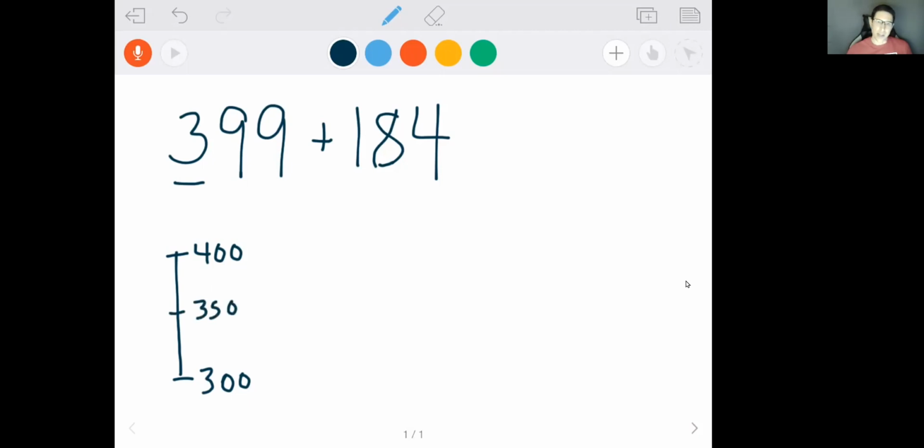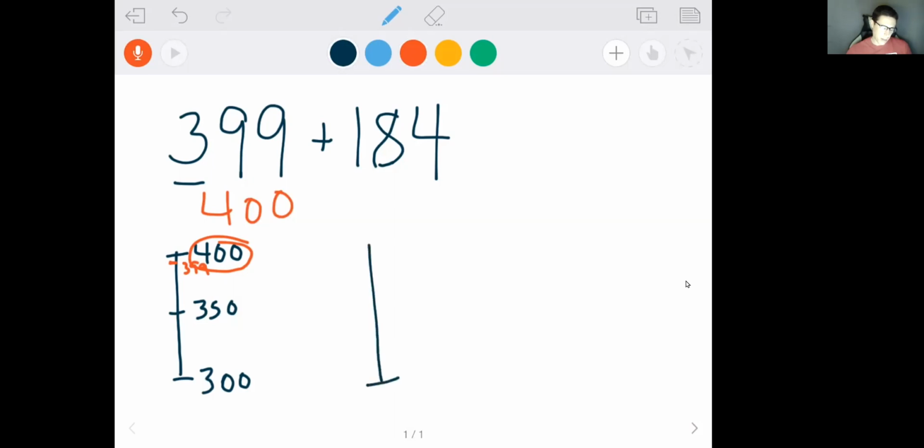And then you place your actual number on that number line. So 399 is really close to 400. So 399 is right in there. So we want to round 399 to 400. Then we want to do the same thing again with 184.